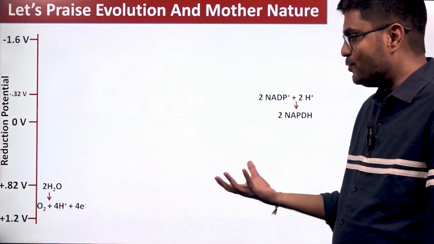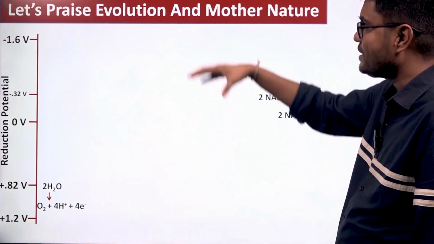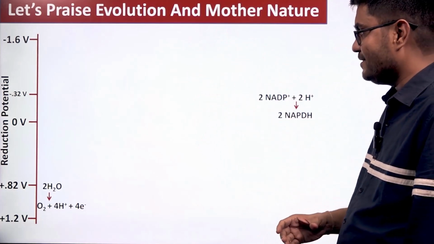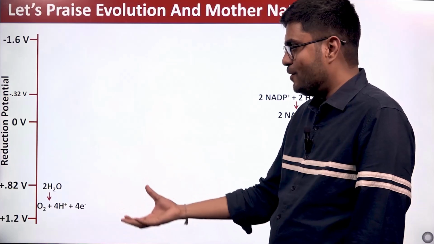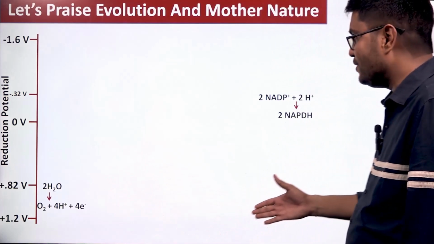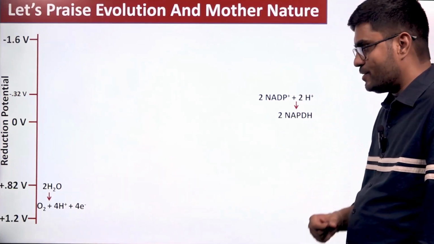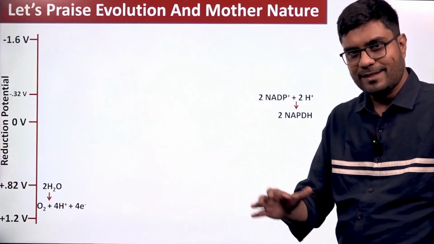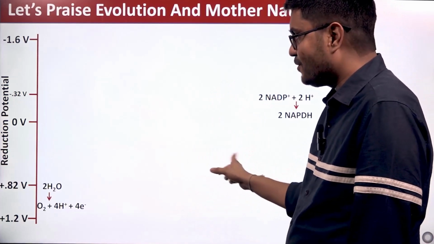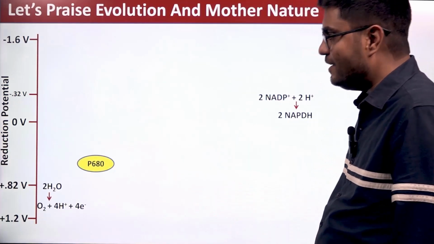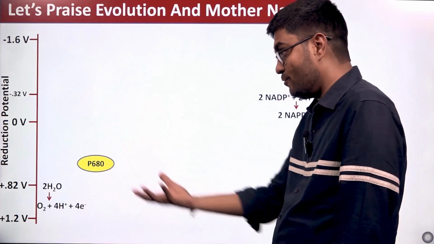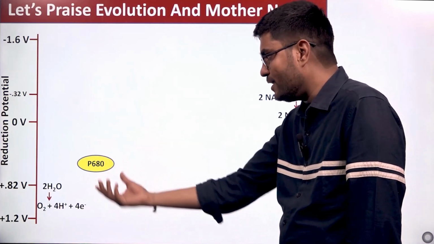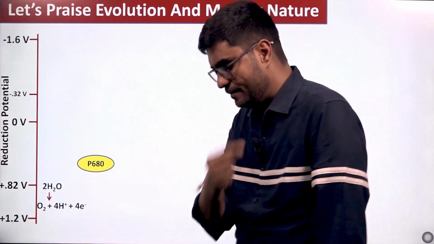But we are not going to do that. We are going to understand the design created by Mother Nature to analyze why these electrons are able to go from high reduction potential to low reduction potential. So the whole story starts from a chlorophyll molecule, the reaction center of photosystem 2. We are calling it P680.